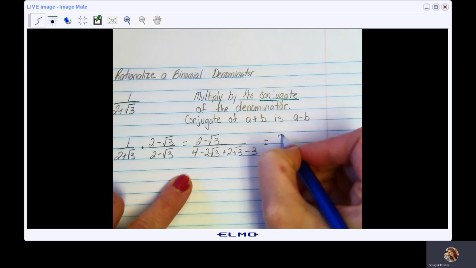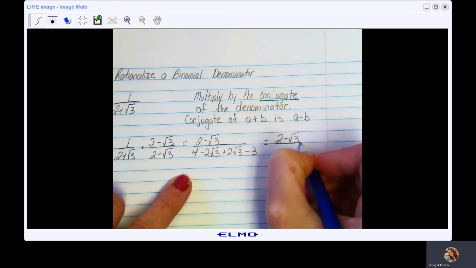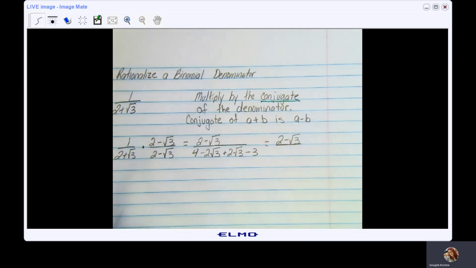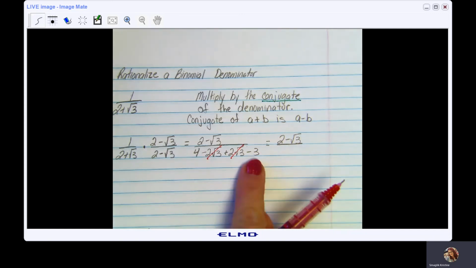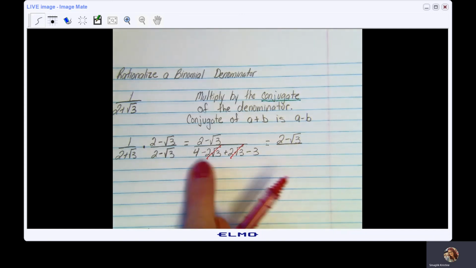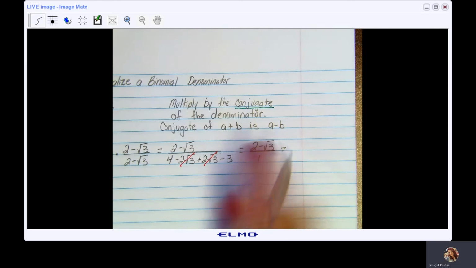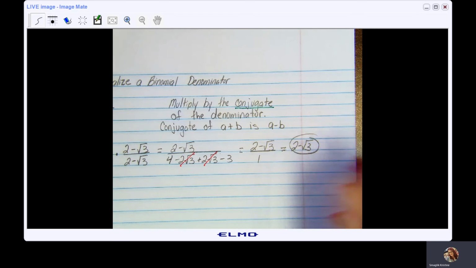In my numerator, 2 minus the square root of 3 all over... Notice how your middle terms cancel out? These are going to drop out, and now I'm left with 2 integers. 4 minus 3 is just 1. So I really don't even need to put that 1 in there, but there it is for the sake of following the process. So my final answer is 2 minus the square root of 3.